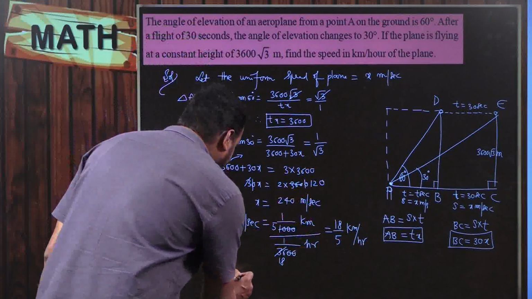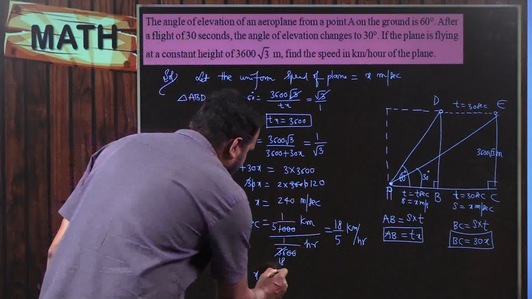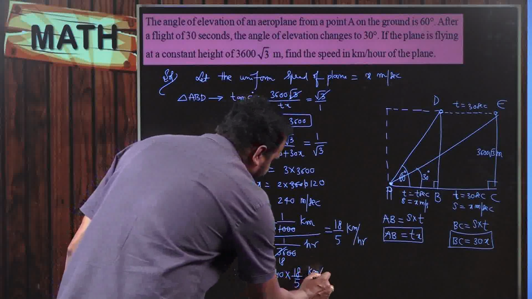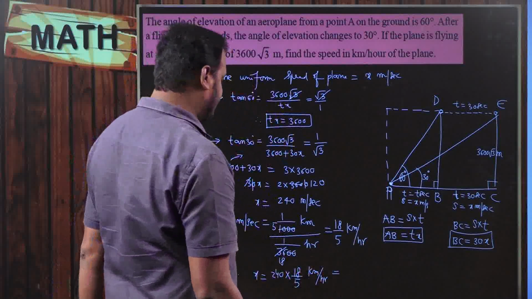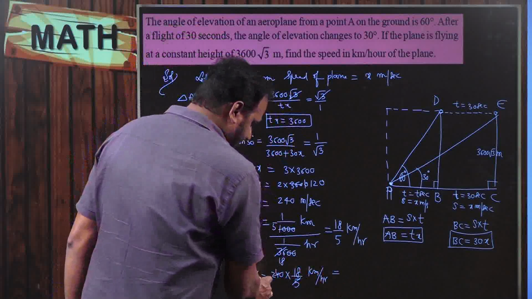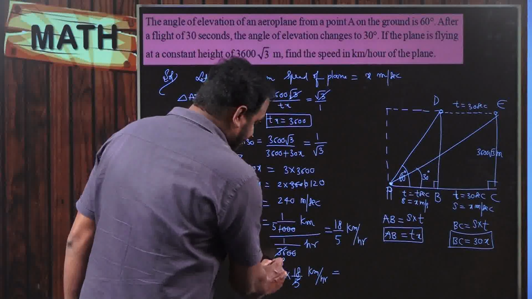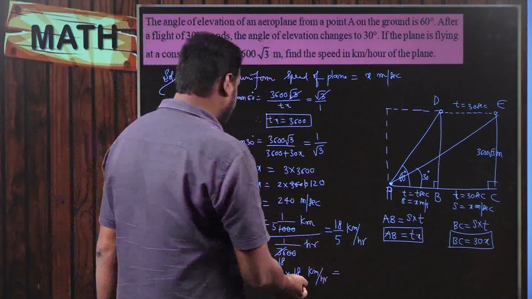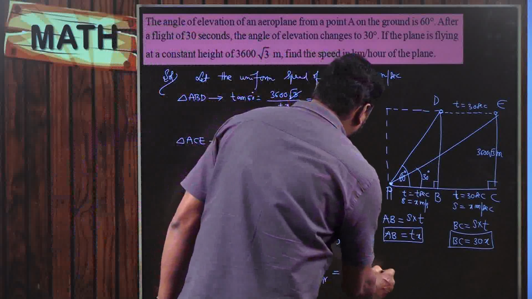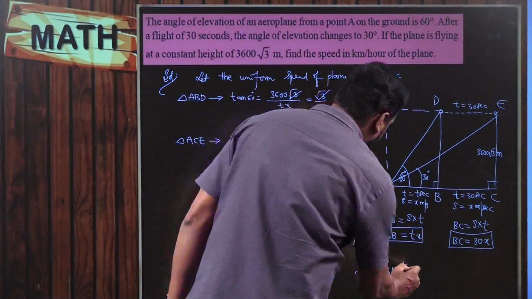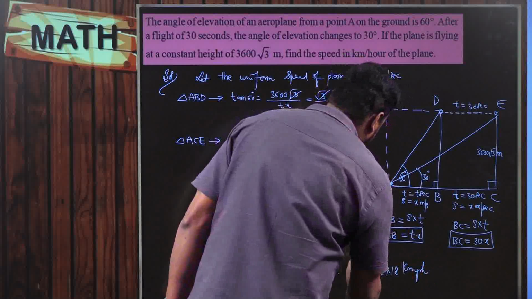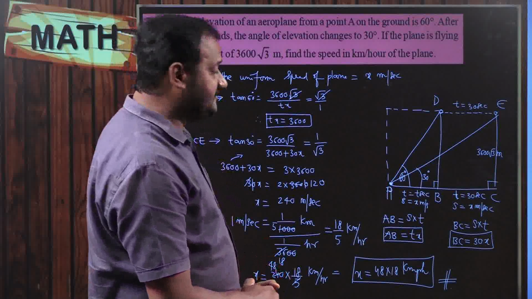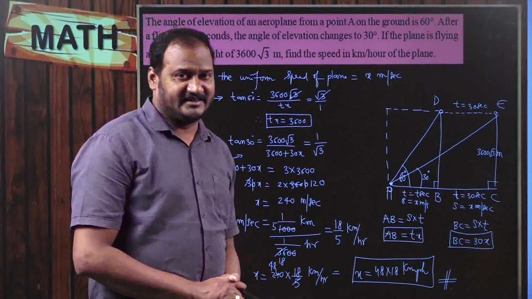So therefore, the speed of the plane is going to be 240 into 18 divided by 5 kilometers per hour. If you do the cancellation, 5 ones are 5, 5 4s are 20, 5 8s are 40. So 48 into 18 is equal to, so how much is this? Finally the value of x is going to be 48 into 18 kilometers per hour. This is the speed of the plane. Hope you understand. Thank you.